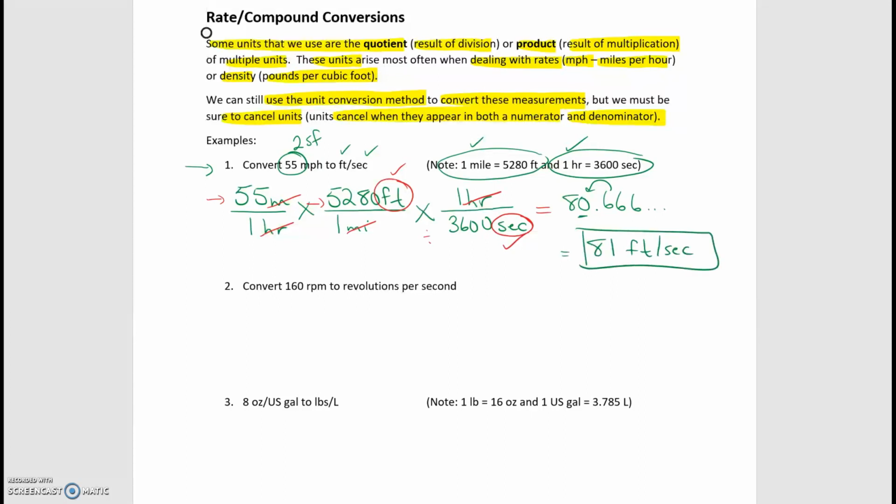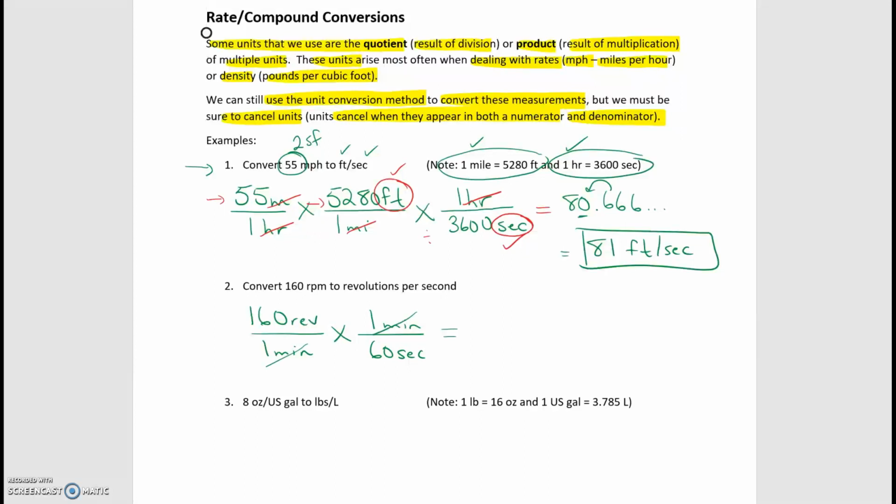Example 2, 160 revolutions per minute. Not a very difficult example. Again, times, I want to get to revolutions per second. No unit factors were given because this is something that is understood. I want to get rid of that minutes, which is on the bottom. So I'm going to make sure that my 1 minute is on top, and 1 minute is equivalent to 60 seconds. That's something that's a known value for all people. So we're going to cancel out that minutes.